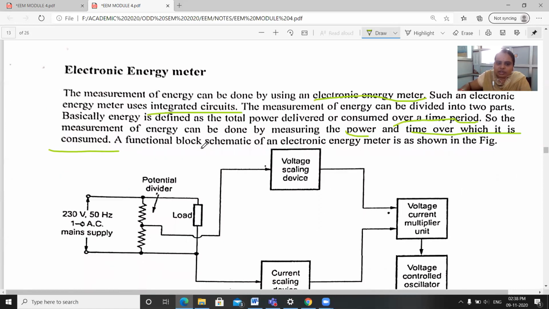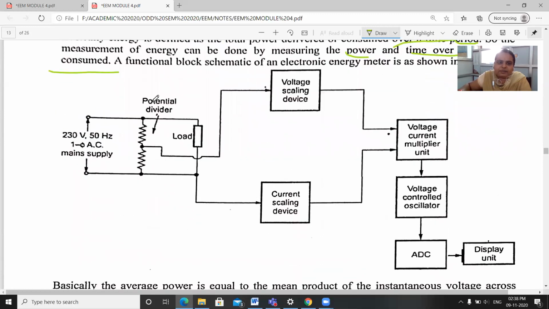Therefore, next, the functional block schematic of an electronic energy meter is taken, with a main supply of 230 volts, 50 hertz single phase AC. Then a potential divider is used, and a small load is applied. The potential divider gives two connections, one for the voltage and another for the current. After getting voltage and current, we give them to the voltage current multiplier unit, which multiplies the voltage and the current.